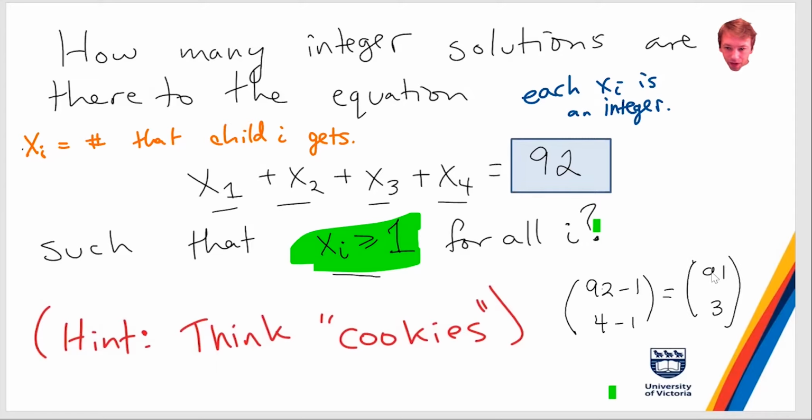And again, if you want to think back to the principles of this, you could imagine you write out 1 plus 1 plus 1 and so on, equals 92. And you can think of dividing these ones into 4 bins by breaking at the plus signs, 3 plus signs. Okay, so this is really the same question.